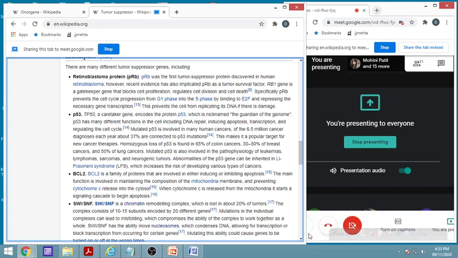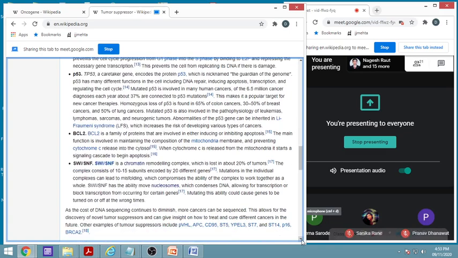Then another very popular gene product is BCL2. It is a family of proteins that are involved in either inducing or inhibiting apoptosis, and the main function is maintenance of the mitochondrial membrane. It prevents the release of cytochrome C into the cytosol, and when cytochrome C is released from mitochondria, it starts a signaling cascade which causes apoptosis. Again, this is a very important mechanism in apoptosis, that mitochondria give the signal of death. When mitochondria say they don't want to make energy anymore, they release this, and accordingly apoptosis will occur.